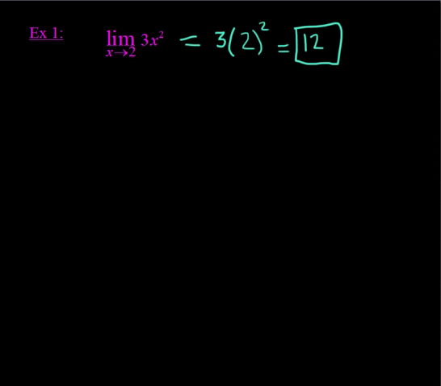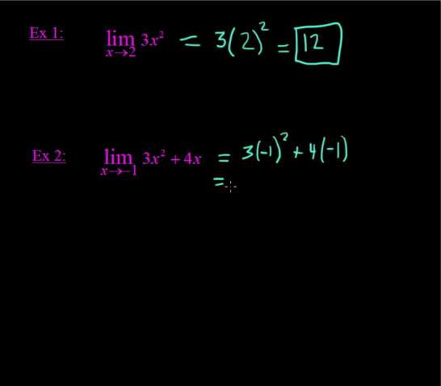Sometimes it's really easy. Next, let's take the limit of 3x squared plus 4x as x approaches -1. Again, this is a polynomial expression, so nothing bad is going to happen. We plug in -1. We get 3 times -1 squared plus 4 times -1. And that gives us 3 minus 4 is equal to -1. Again, a really simple one. No big deal. Let's go on to example 3.